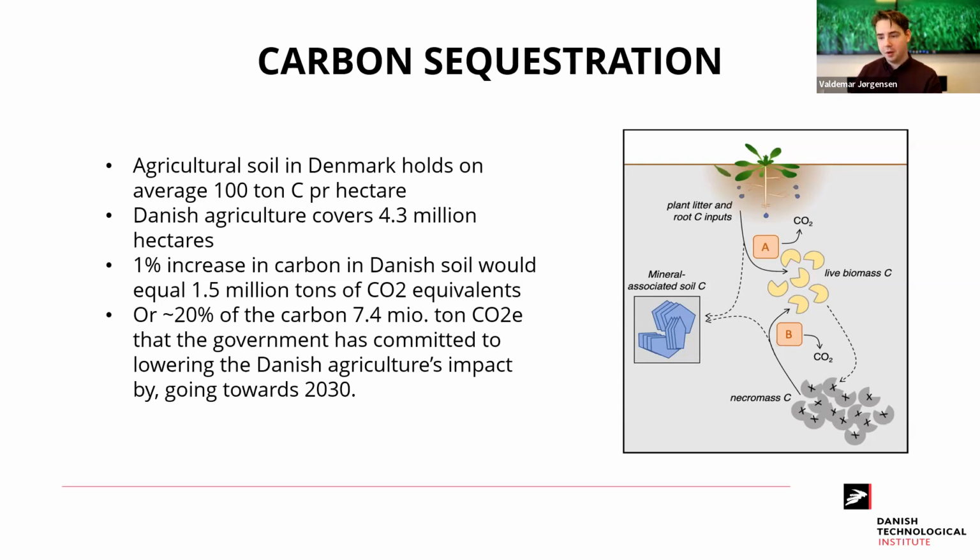of how much carbon is stored in soil on average in Denmark, in our agriculture, that's the same as 20% of the carbon reduction we're supposed to do every year from 2030 and onwards in relation to the governmental goal of lowering our total agricultural emissions by 60%.